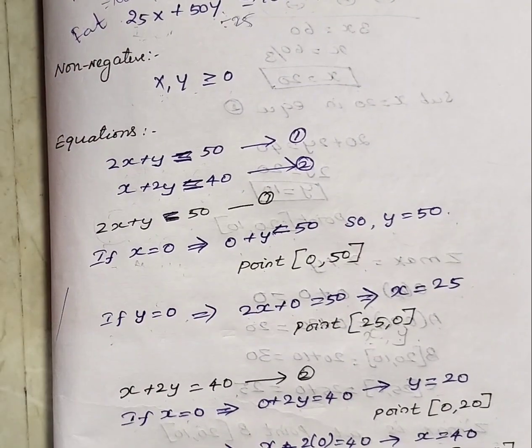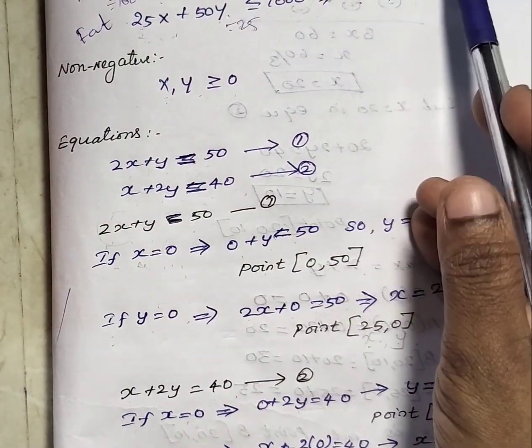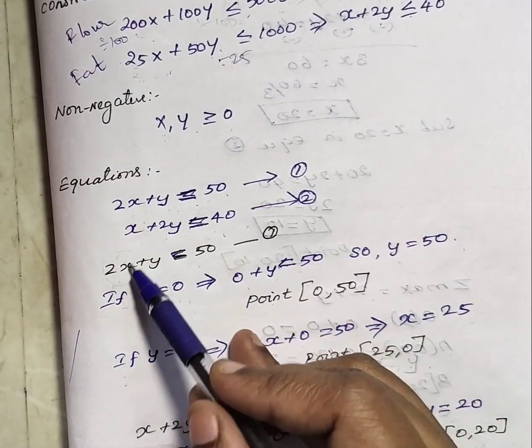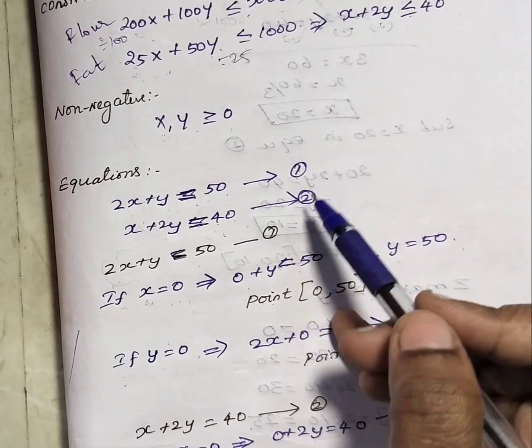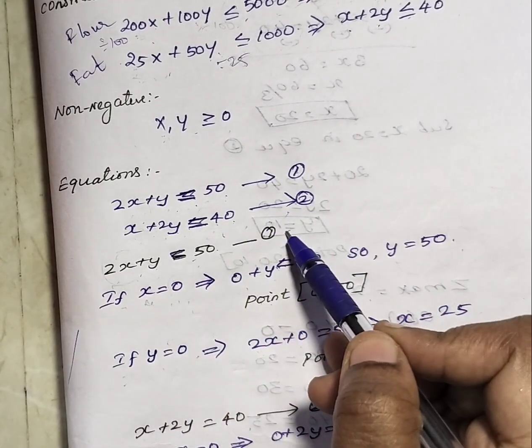Okay, to solve this problem, we just converted the less than or equal to symbol to equal to. So, 2x plus y is equal to 50, and x plus 2y is equal to 40. This is the first equation, and this is the second equation. 2x plus y is equal to 50 is our first equation.